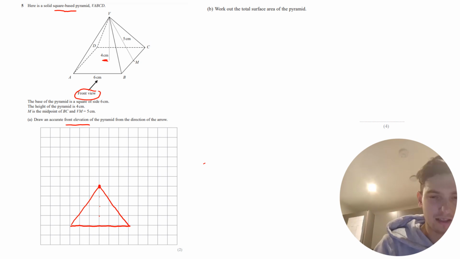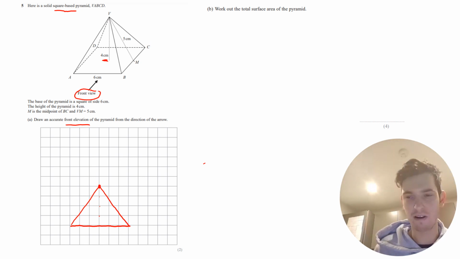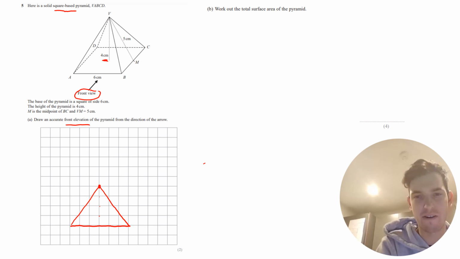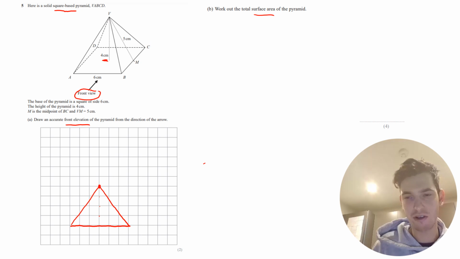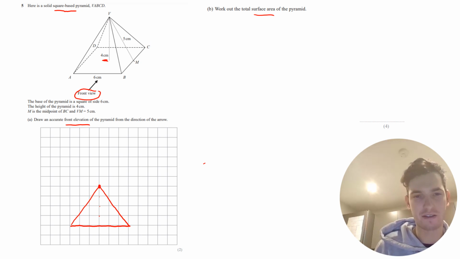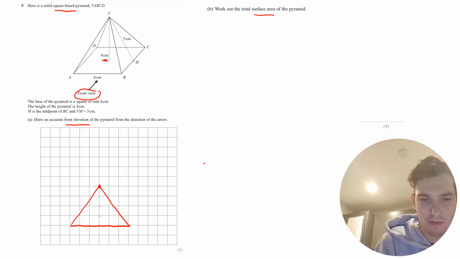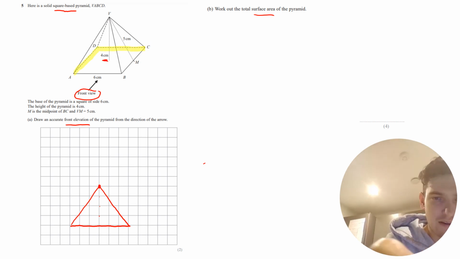And I think that's going to be my answer. That's going to be my front elevation. Part B, for 4 marks, the total surface area. Okay, so total surface area, I've got to work out the area of all of my faces. So let's start off with the base. Let's get my highlighter and let's work out this area here.